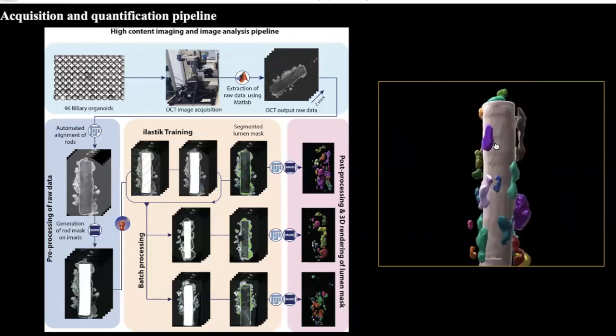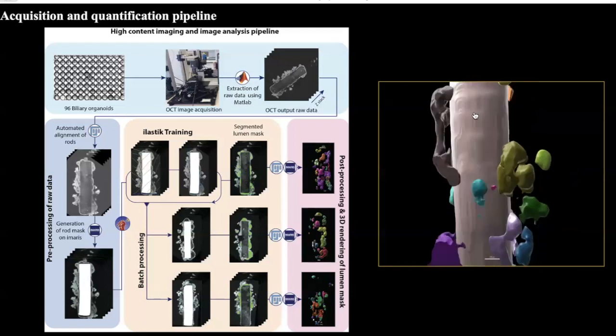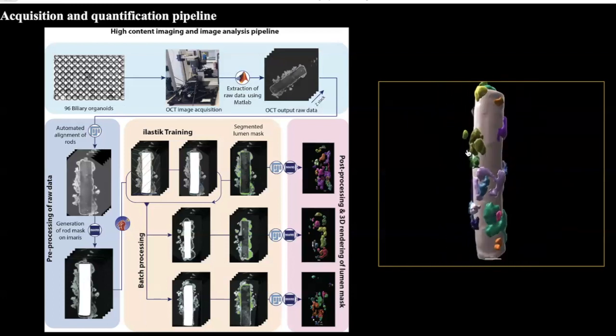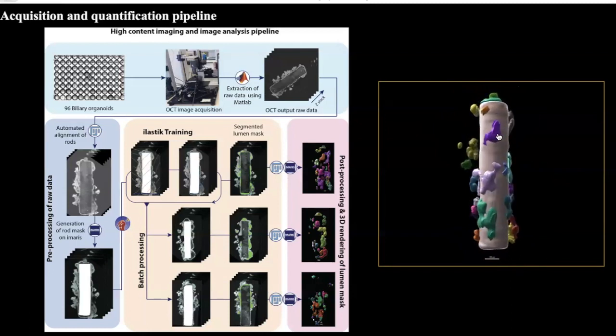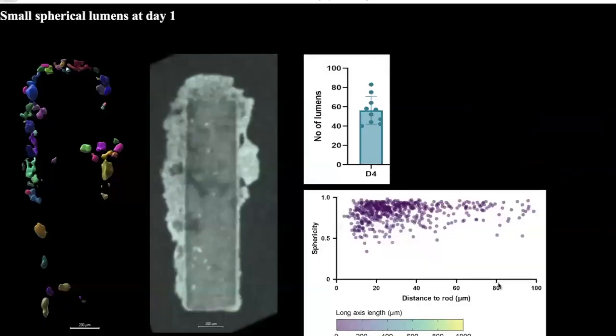So what you see in this film are each of the rods, which I think is very obvious, but the other pieces that you see here in color are the actual bile duct lumens, and each is color-coded for its identity. Each color corresponds to a different lumen, as identified by the software. Once we have that, it becomes easier to look precisely at the dynamics of how these lumens are actually formed and grow.